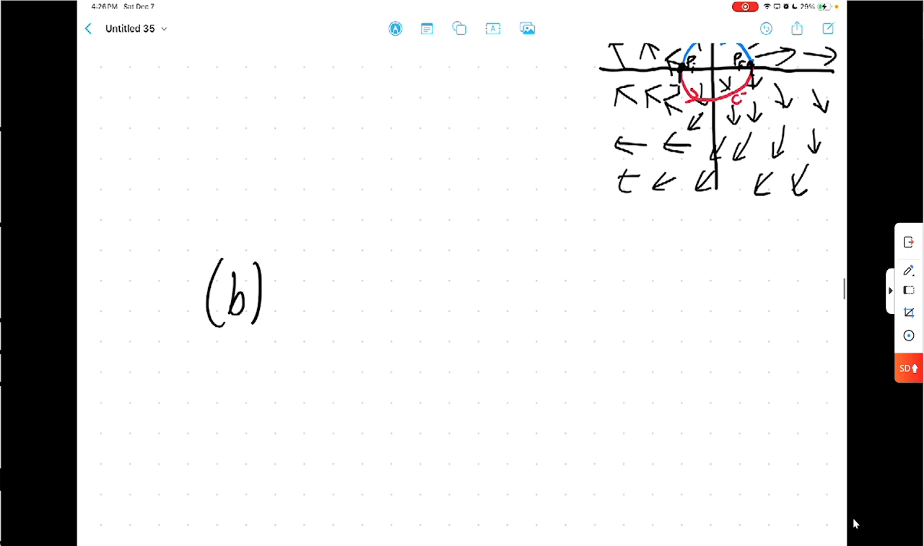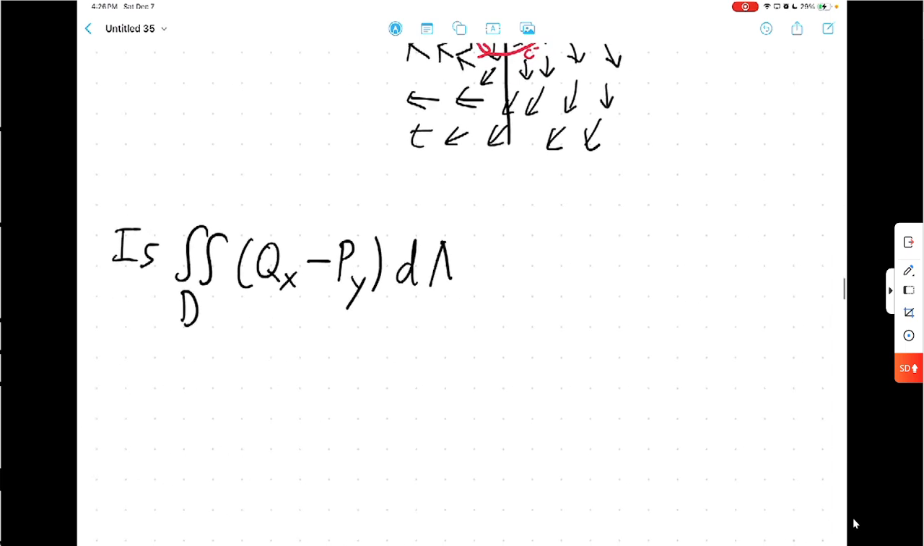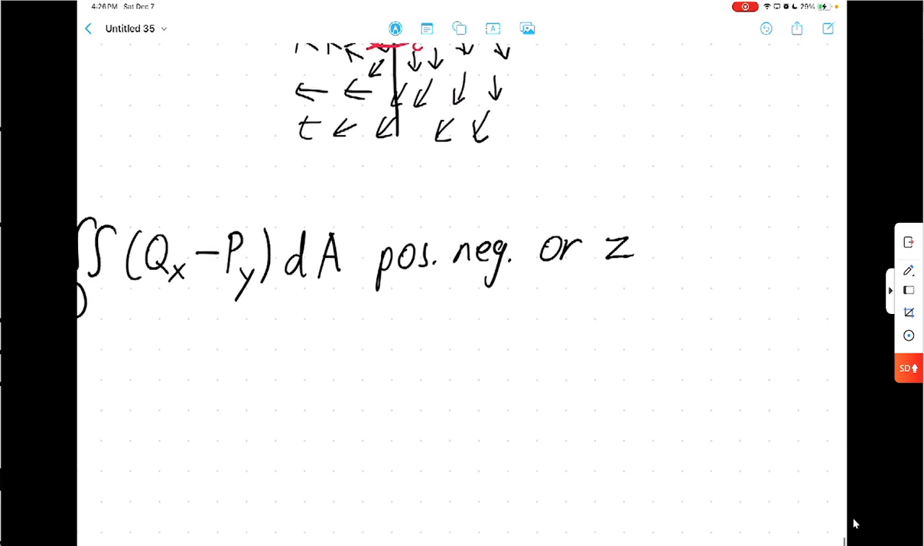Well, the reason why is because this encloses a region. This question asks: is this integral positive, negative, or 0?